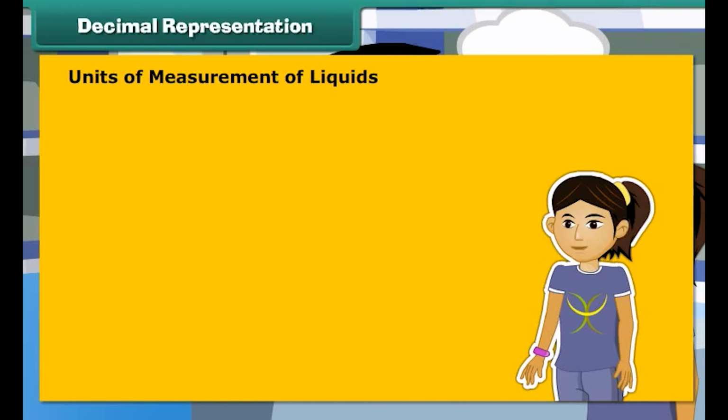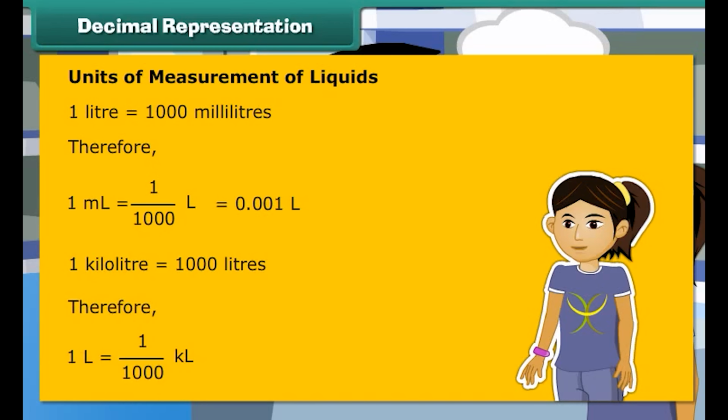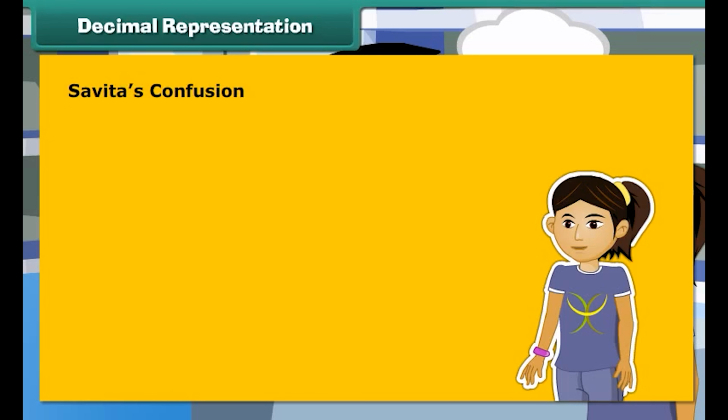Take a look. 1 liter is equal to 1000 milliliters. Therefore, 1 ml is equal to 1/1000 liter. That is equal to 0.001 liter. 1 kiloliter is equal to 1000 liters. Therefore, 1 liter is equal to 1/1000 kiloliter. That is equal to 0.001 kiloliter.